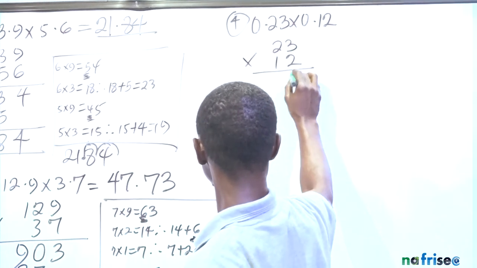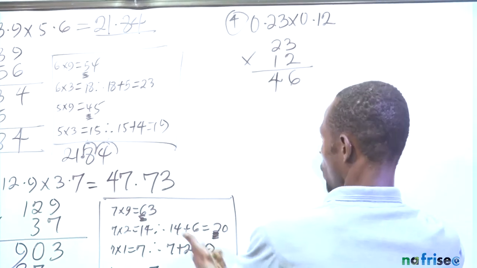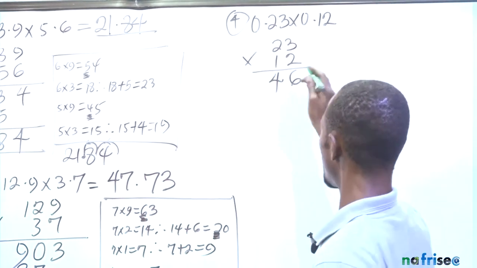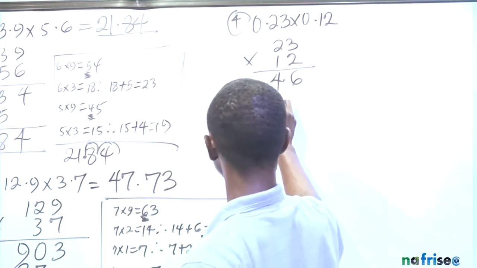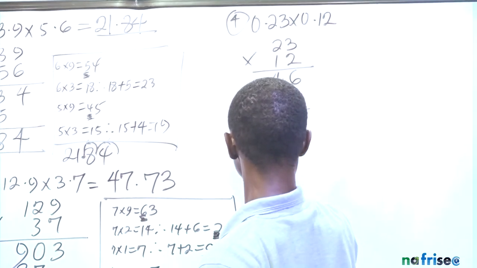2 times 3, 6. 2 times 2, 4. No point wasting time like these ones we did here. 1 times 3, 3. 1 times 2, 2. So we sum this up. This will give us 276, which is 2, 7, 6.